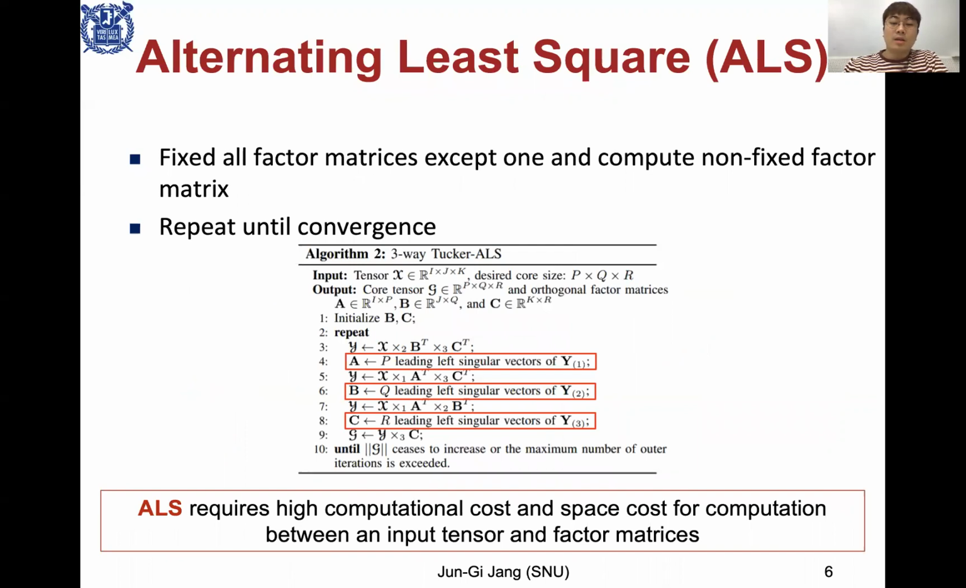Alternating least square is the most widely used method for Tucker decomposition. The ALS approach iteratively updates a factor matrix of a dimension while fixing all factor matrices of other dimensions. ALS requires a high computational cost and space cost for computation between an input tensor and factor matrices.